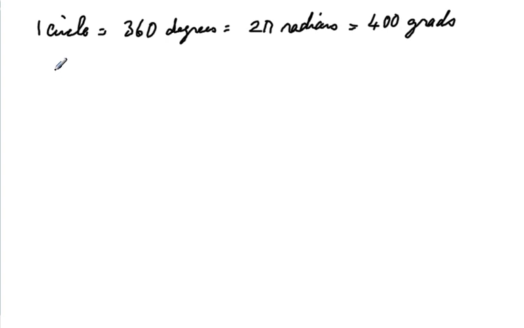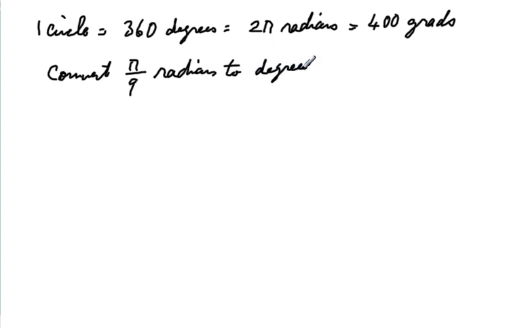So suppose I have to convert pi over 9 radians to degrees. So pi over 9, what fraction of a whole circle is it? Pi over 9 radians, whole circle is 2 pi radians. So that's a fraction of a whole circle. Each circle is 360 degrees. So I divide by 2 pi, multiply by 360.